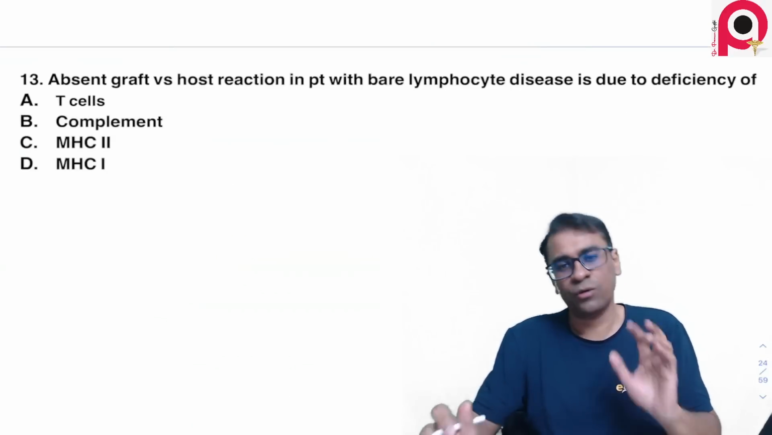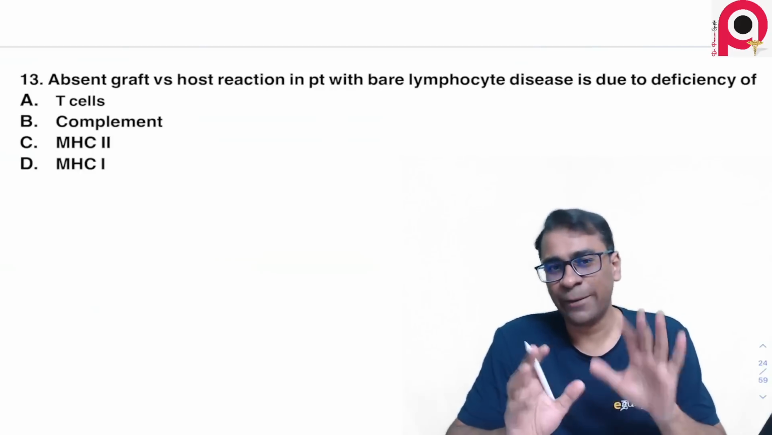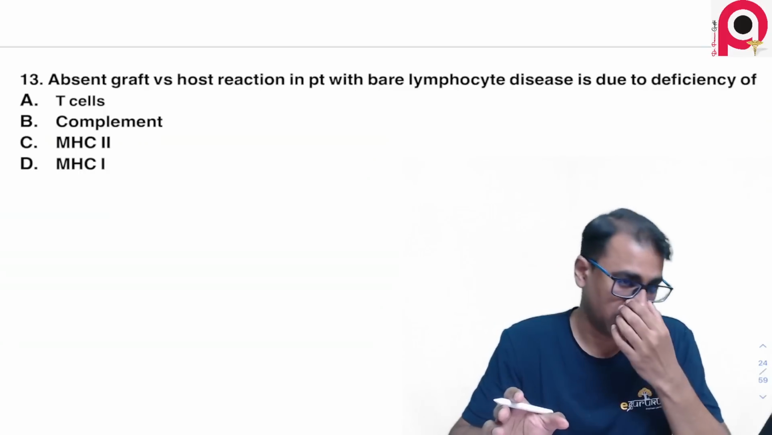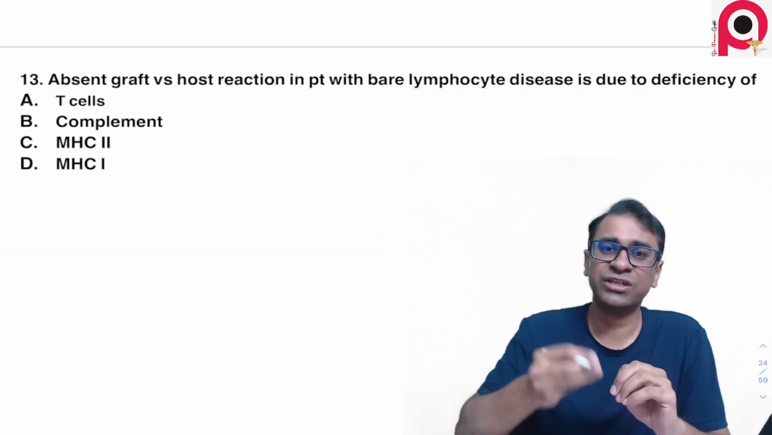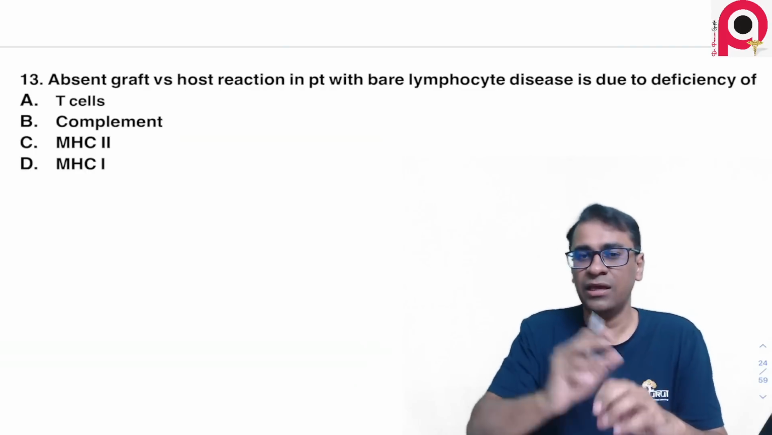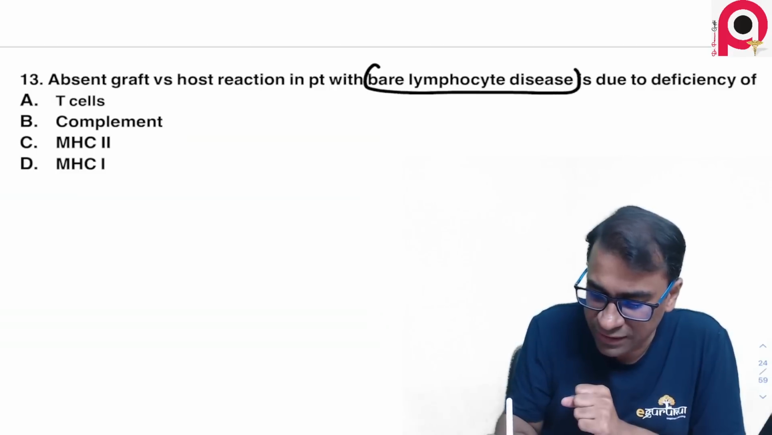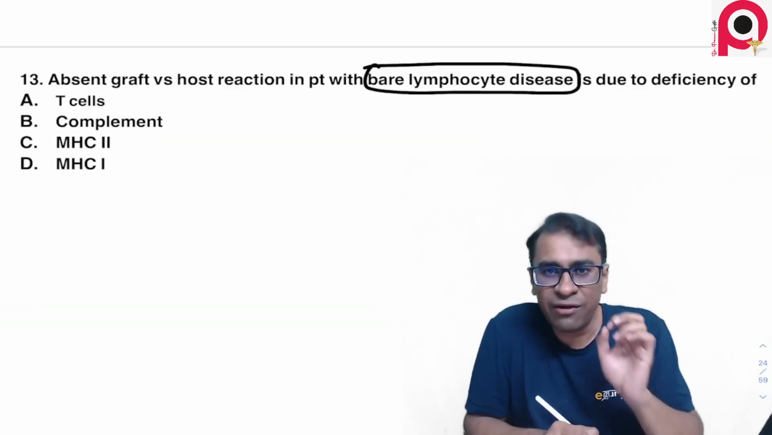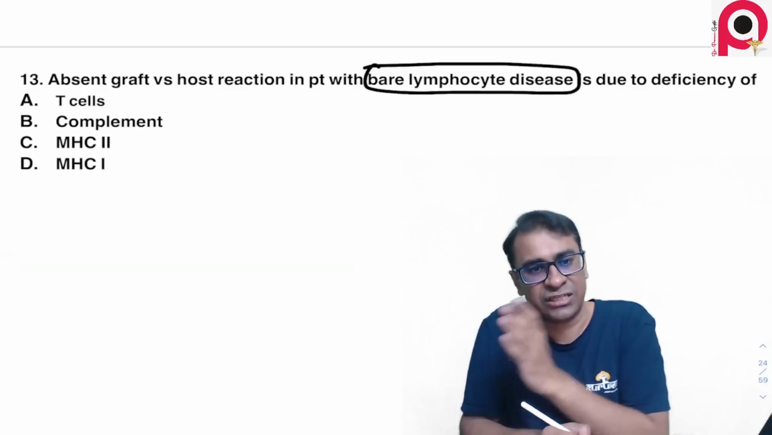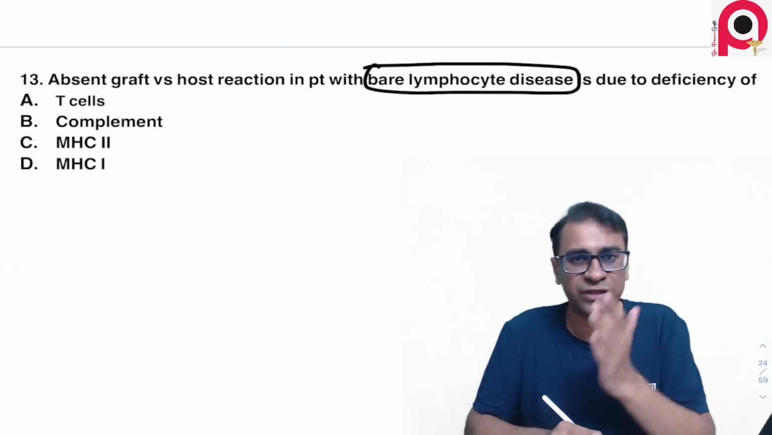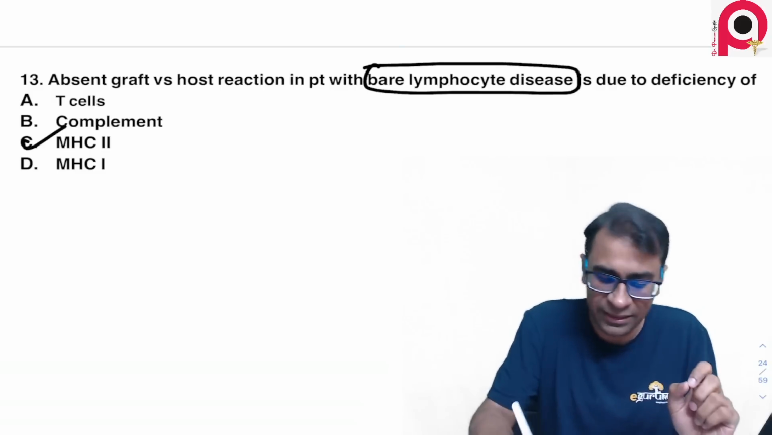Now, this is one question I really like, one rare question asked. Absent graft versus host reaction in a patient with bare lymphocyte disease is due to deficiency of. What is it trying to say? This question is pointing towards a patient having bare lymphocyte disease. Now what is this? Bare lymphocyte disease is a very rare form of primary immunodeficiency disorder where a patient has deficiency of MHC class 2.